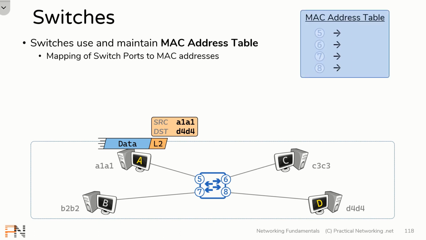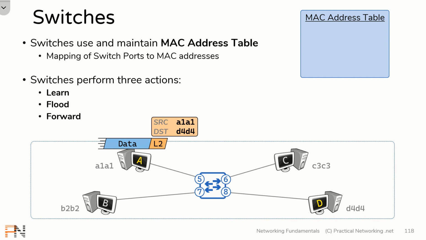A MAC address table then is going to include the mapping of a particular switch port and the device that's connected to that port, meaning it's going to know that out port 7 exists a device with the MAC address B2B2. Now, this MAC address table doesn't start out populated. In fact, it starts out empty. And as data is flowing through this topology, the switch will populate this MAC address table. Beyond this MAC address table, the switch is only ever going to perform 3 actions: learning, flooding, and forwarding. If you understand these 3 actions, then you'll understand how switching works.